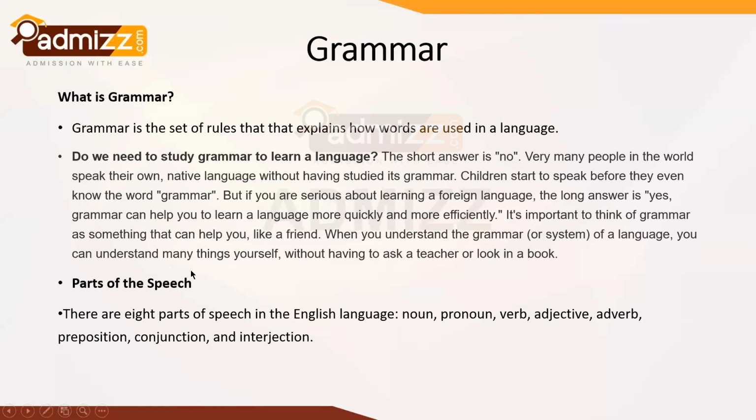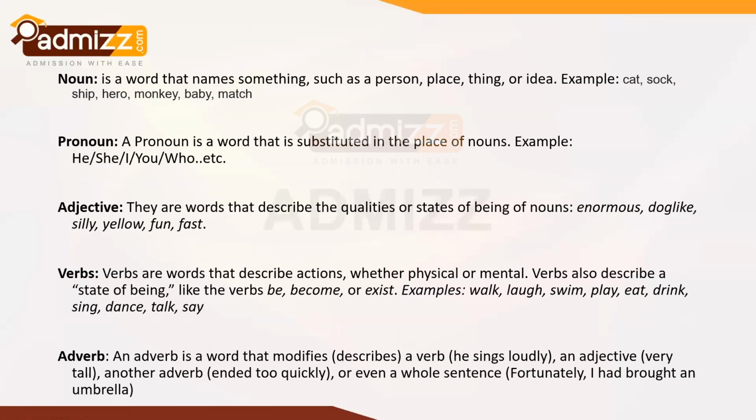Now, grammar contains something called parts of speech, right? Speech is something that we speak. It's the verbal form of the language. So there are 8 parts of speech in the English language, right? First is noun, pronoun, verb, adjective, adverb, preposition, conjunction, and interjection, right? Most of you might already be familiar with all of these, but we'll quickly revise them if you aren't. So no worries there.